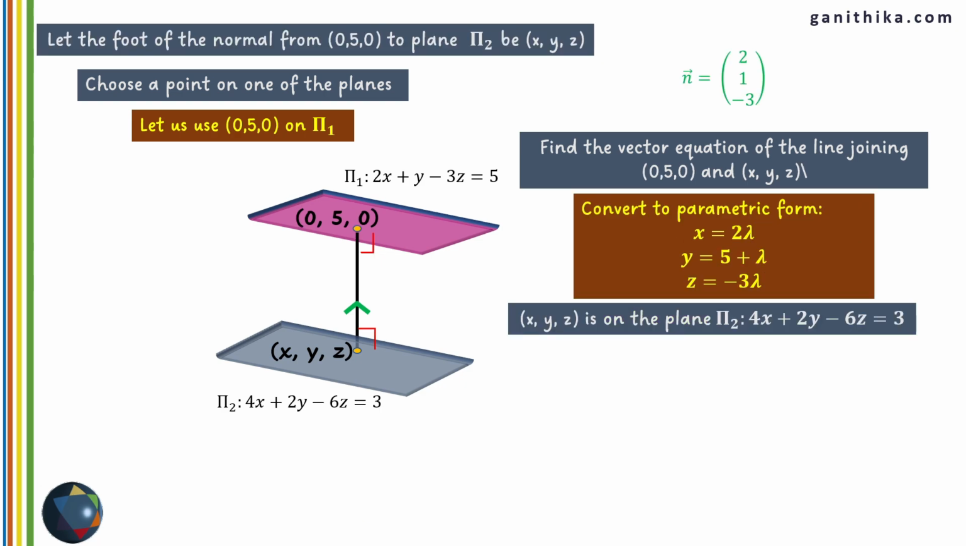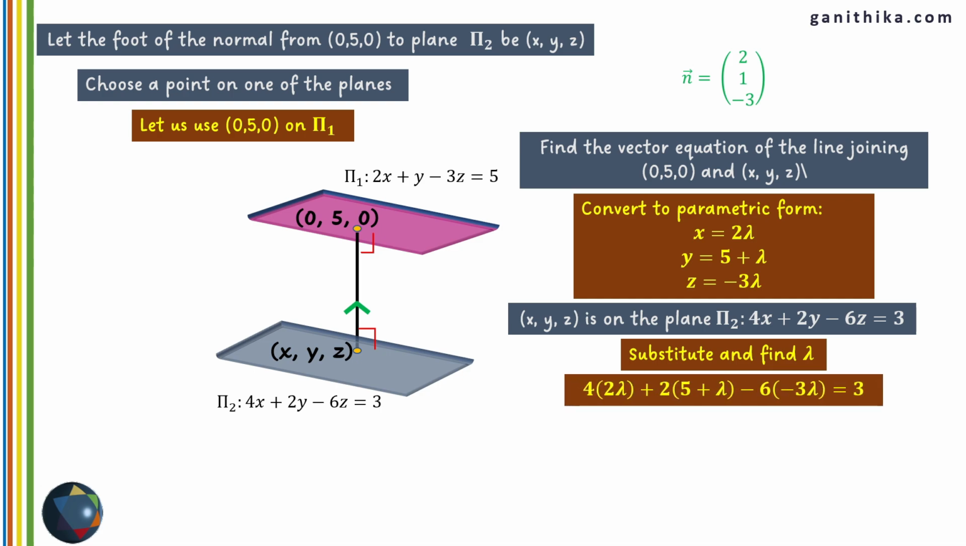So what are we going to do? We are going to simply substitute this xyz in terms of lambda into the second equation. So you will get in the place of x 2 lambda, in the place of y 5 plus lambda, and in the place of z minus 3 lambda, and on the right side, as given in the question, equal to 3. So 4x plus 2y minus 6z equal to 3 is now converted into all lambdas.